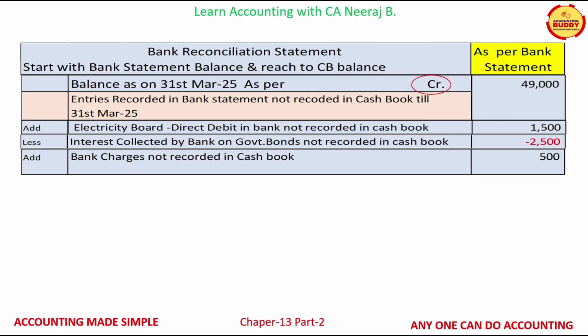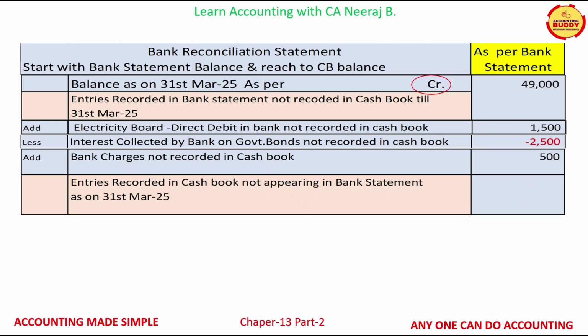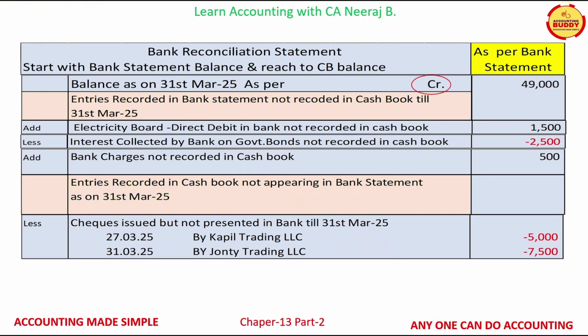Now let us consider the entries recorded in the cash book but not appearing in the bank statement. The two checks for $5,000 and $7,500 issued to the suppliers are recorded in the cash book. Therefore, the balance in the cash book is reduced while these checks are still not presented to the bank for payment till 31st March 25. Therefore, these two check amounts will be deducted from the bank statement balance.